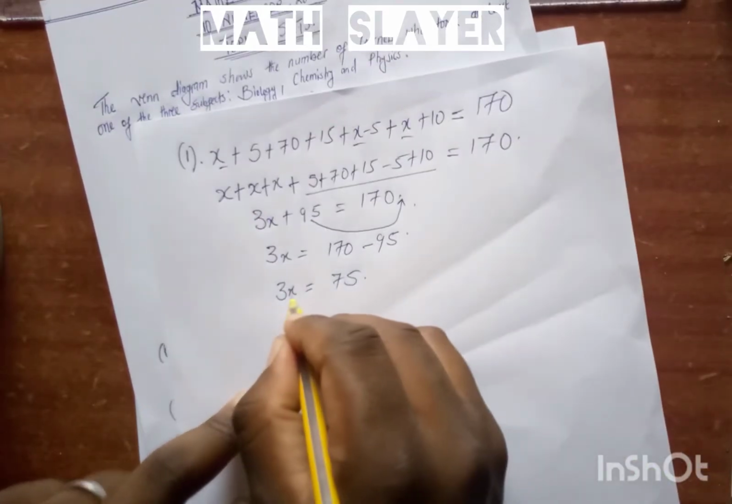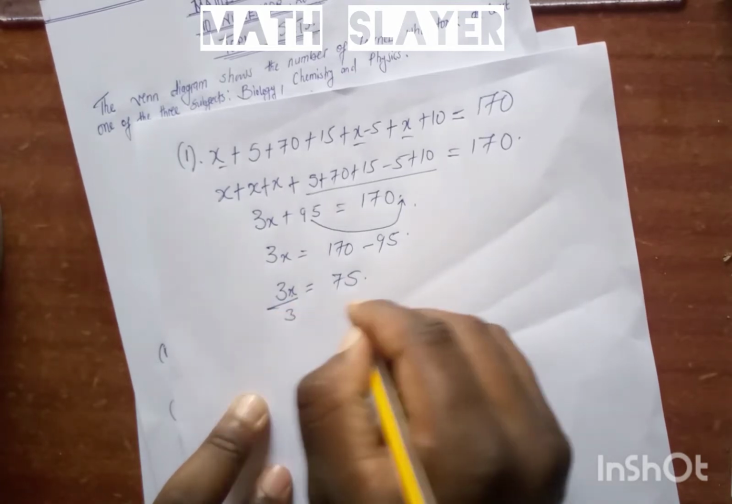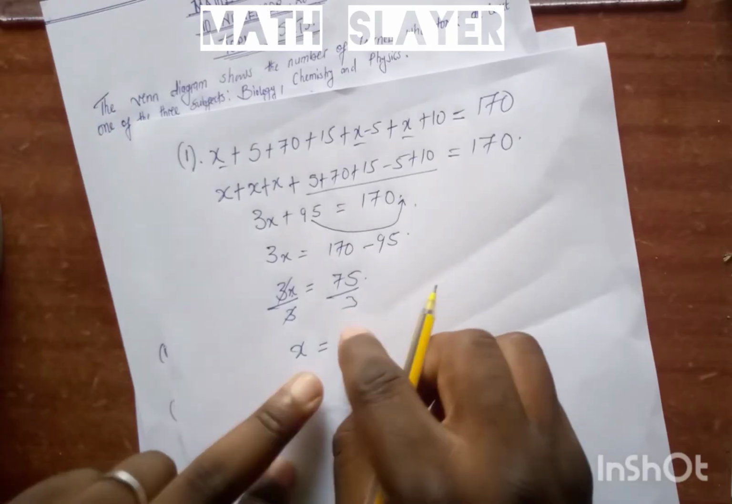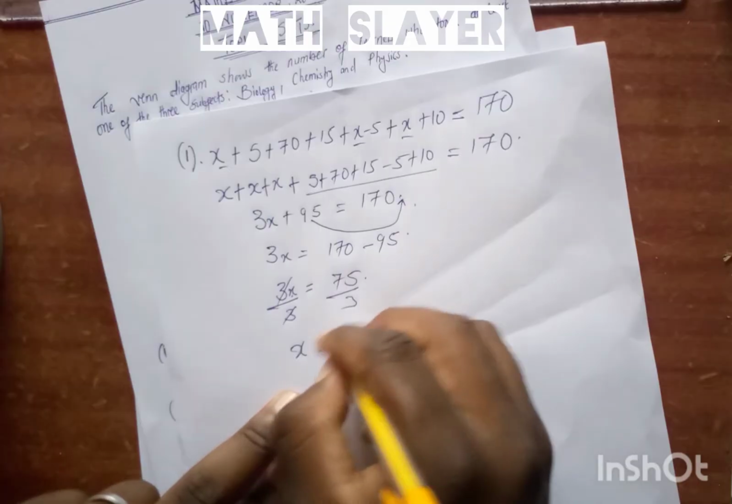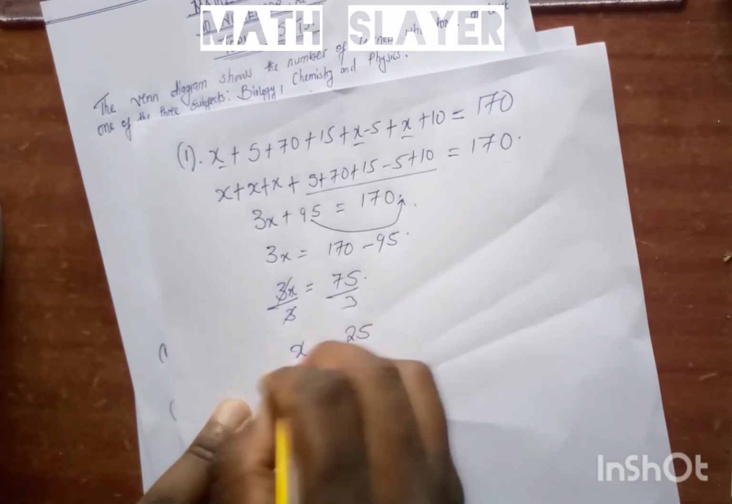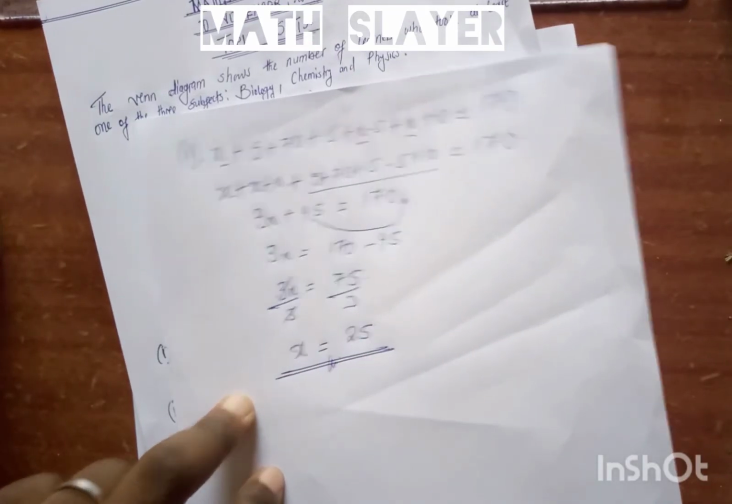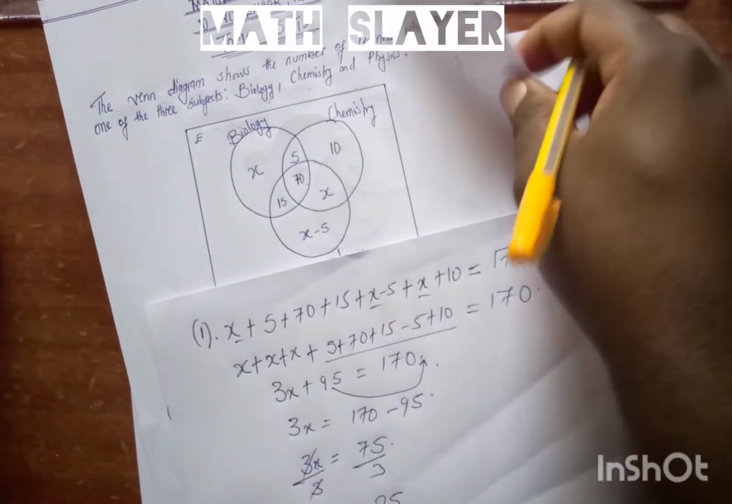Thereafter, for us to remain with x, we'll divide both sides of the equation by 3. So x is equal to 75 divided by 3, and the answer is 25. So the value of x is 25. Very simple calculation. Let's go to the second question.